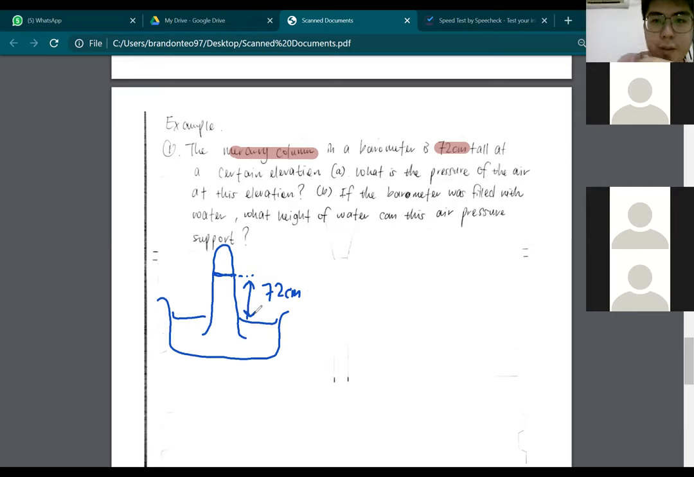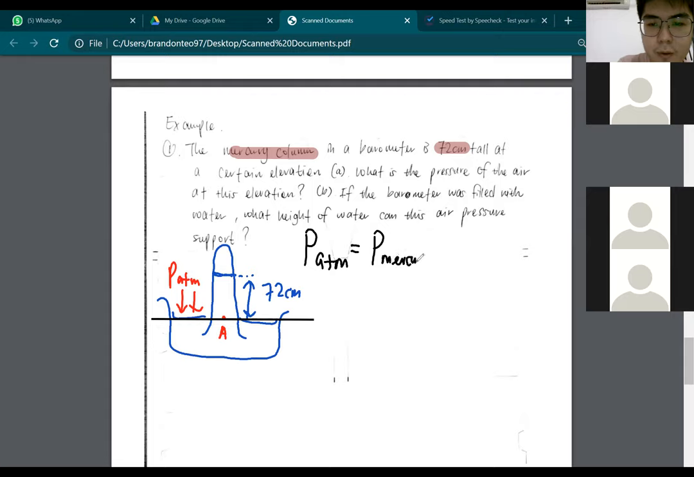Now, we know that the atmospheric pressure acting on the surface of the mercury, PATM, is balanced by the pressure acting on point A, the weight of the column of mercury just above point A. All right, I repeat the phrase: the atmospheric pressure acting on the surface, on the black line, let me draw the black line here, is balanced by the weight of the column of mercury just above point A. All right, so I can write PATM equals P mercury, the pressure of the mercury acting on point A.